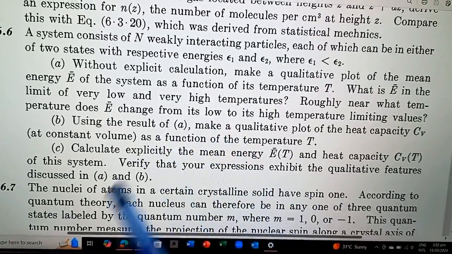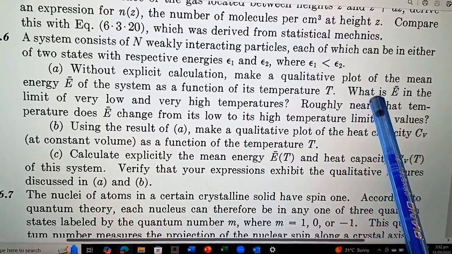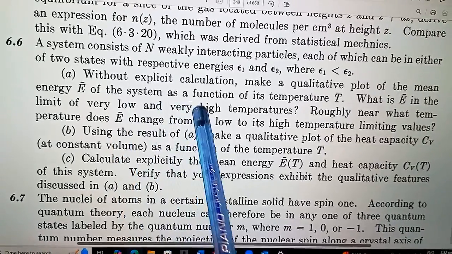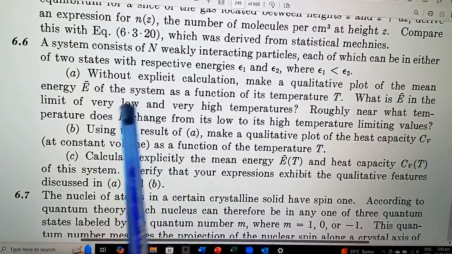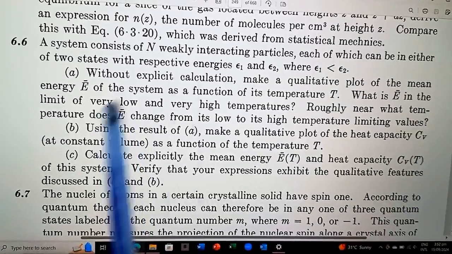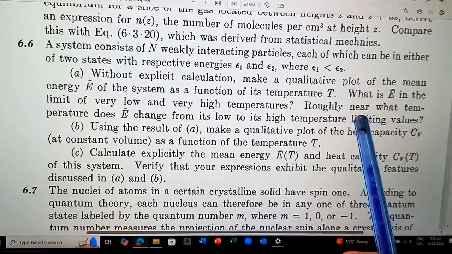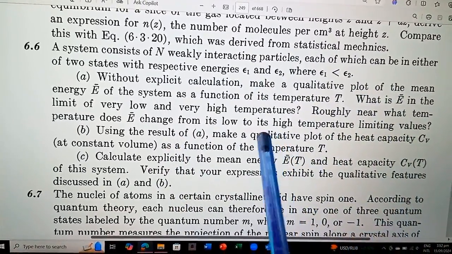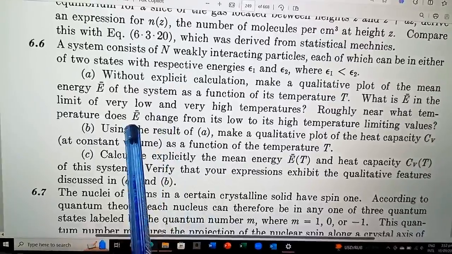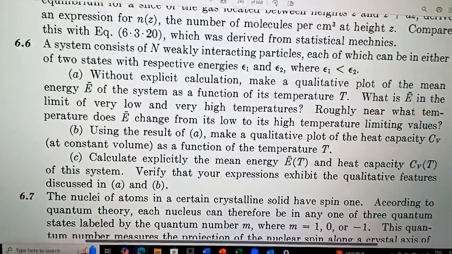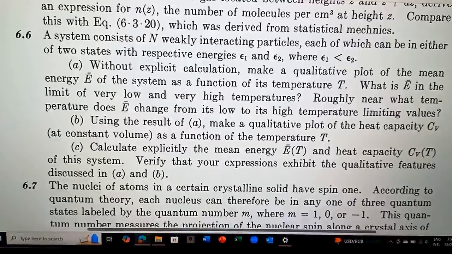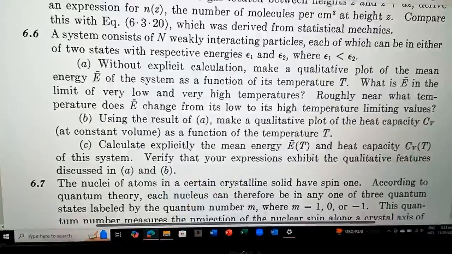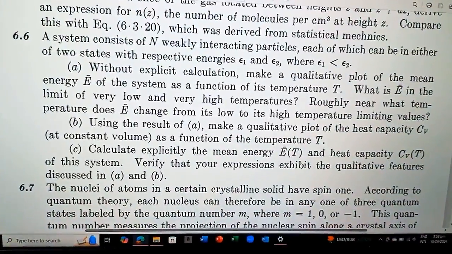So what we need to do in part A is to draw a graph, and besides that we need to tell them what is the average energy in the limit of very low temperature and at the limit of very high temperature. At both of these extremes we need to tell them what would be the average energy, and we also need to tell them at which value of temperature E changes from its low temperature limit to a high temperature limit roughly. Doesn't need to be perfect. So let's do the part A, then we'll discuss the part B and C later on in this video. Okay, so let's do the part A.